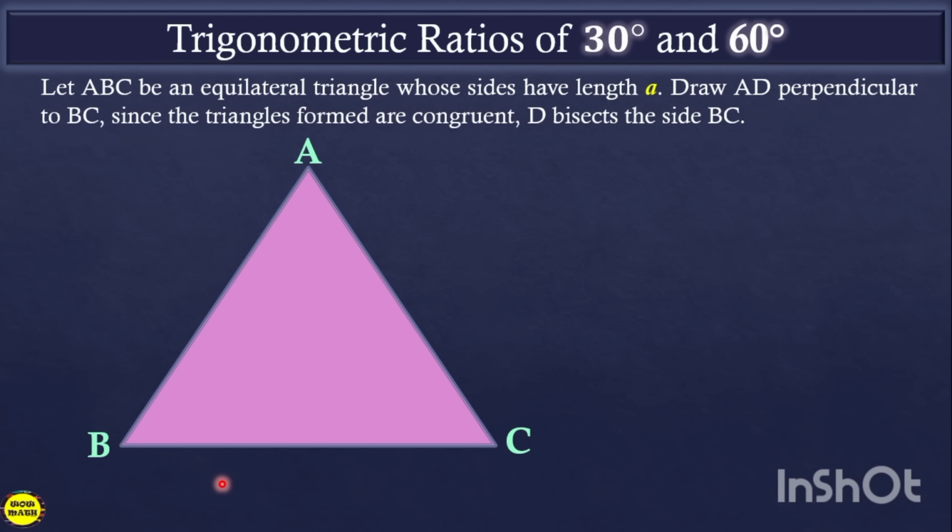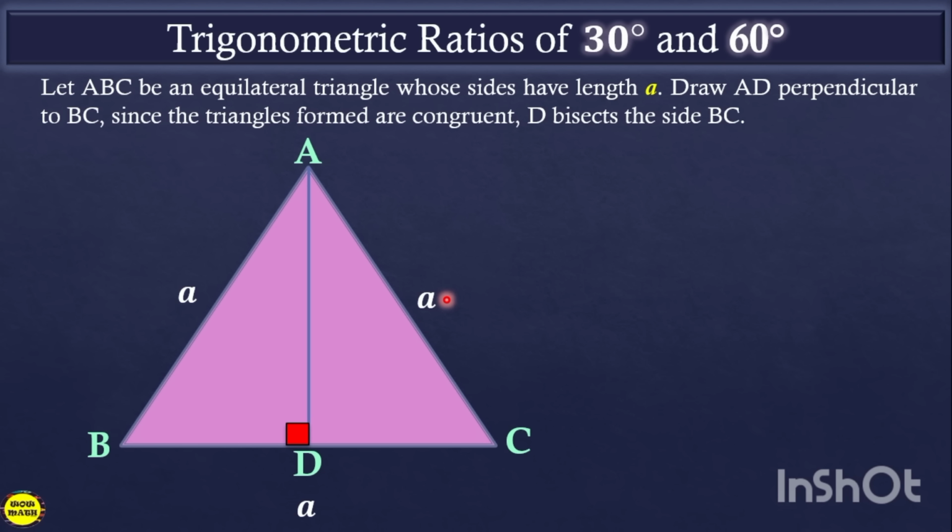So, let ABC be an equilateral triangle whose sides have length of A. Since sabi equilateral, this means that all sides of the triangle are equal. So, let us represent all our sides as A. Ito po yung ating mga sides. Now, draw AD perpendicular to BC. So, construct daw po tayo dito ng AD perpendicular to BC.